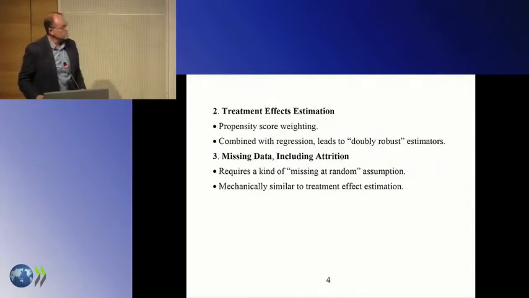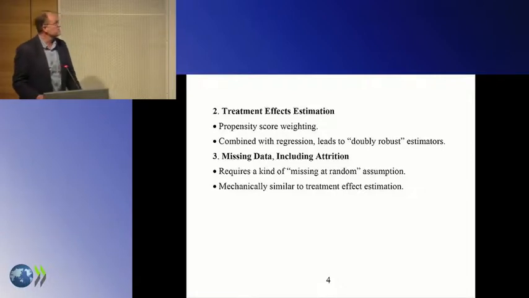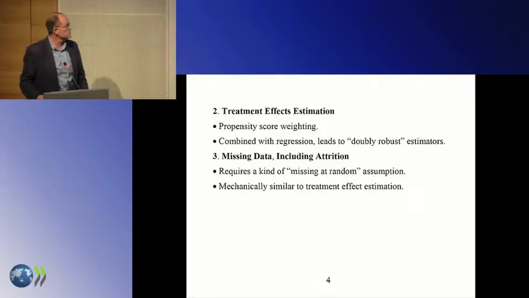Okay, and I don't want to get too bogged down on this, but we know that of course weighting is done for treatment effects estimation using propensity score weights. I'll mention how one combines this with regression, because it actually does have something to do with using survey weights as well. And then a related problem is missing data, where you might have attrition or non-reporting, and that's very similar in many ways to using propensity score methods for treatment effects.